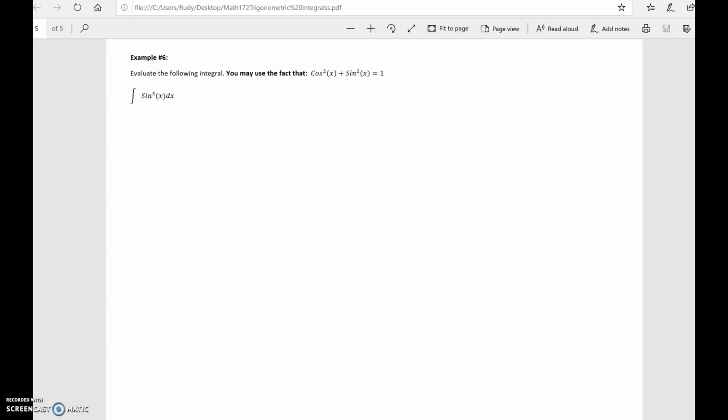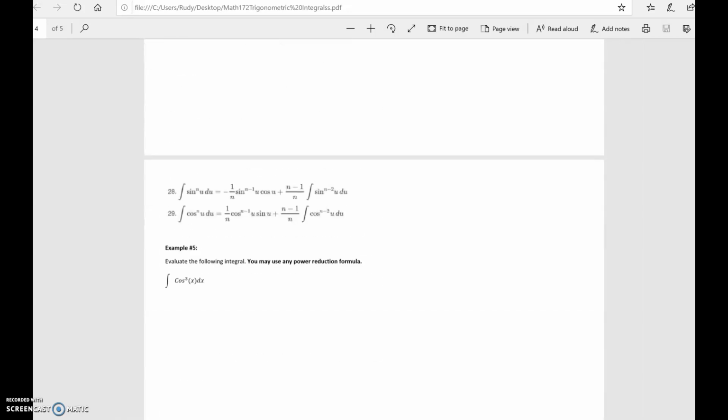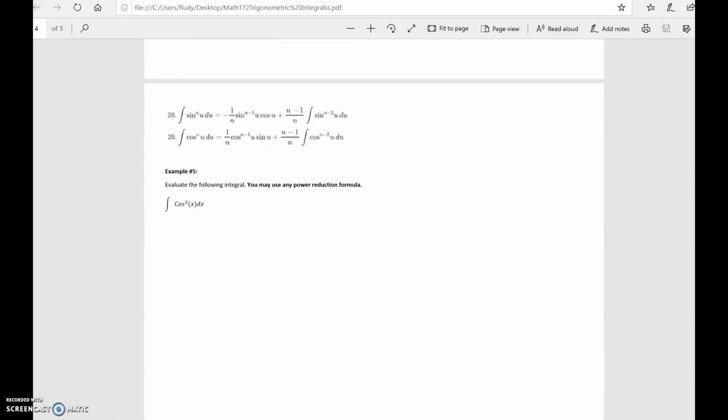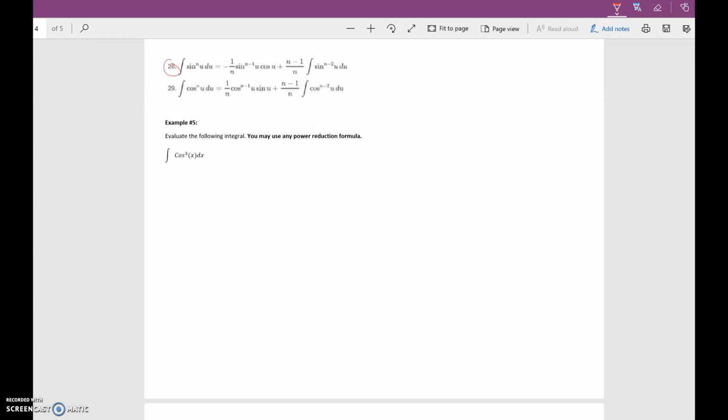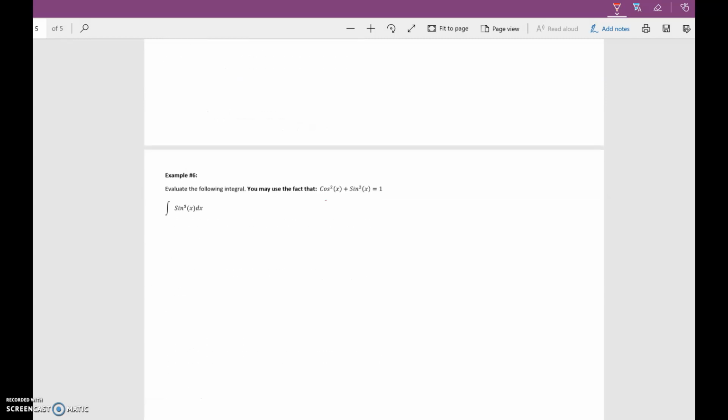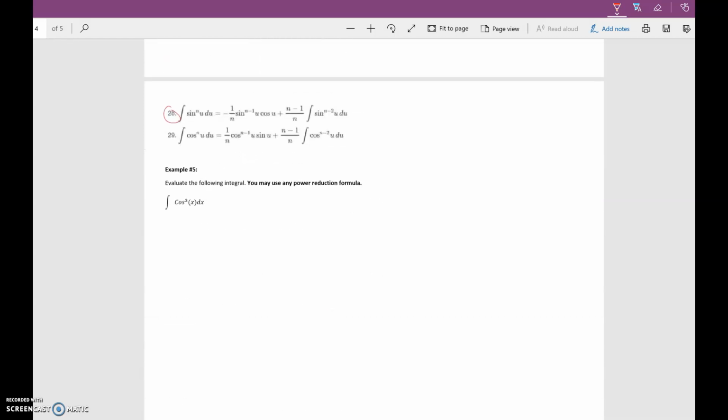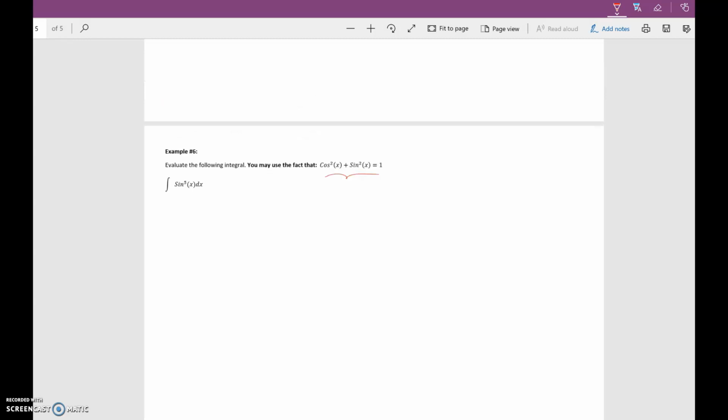Hi class, let's take a look at example 6. Now, example 6 could work perfectly fine with the power reduction formulas. You could actually use, in this case, it's set for formula 28, but that's not actually part of the instructions. And the problem here is if you were to use the actual formula, since it contains an integral, it may make the problem too long. So there may be another shortcut.